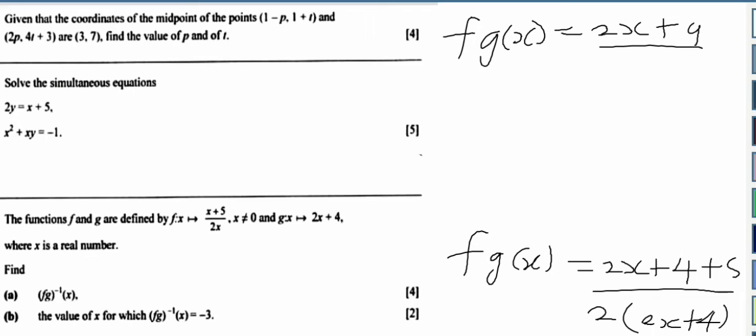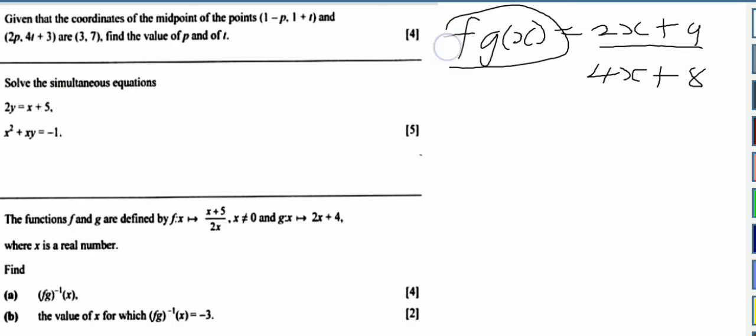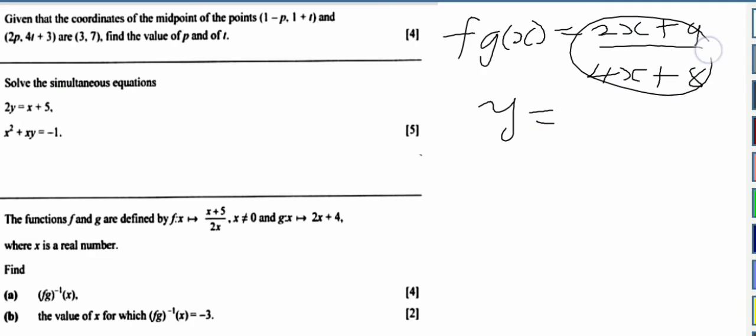So we have 2 multiplied by 2, that is 4x, plus 2 multiplied by 4, that is 8. Then from there now we can find the inverse. In the place of the fg function, I'm just going to put y, so y being equal to everything here.